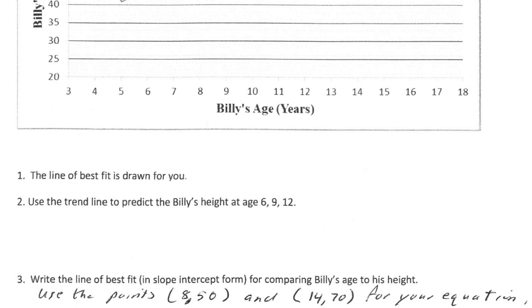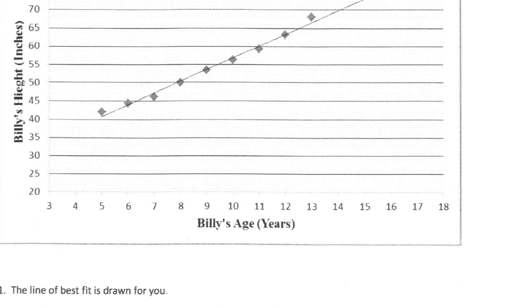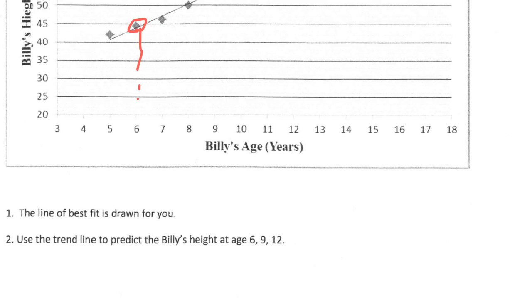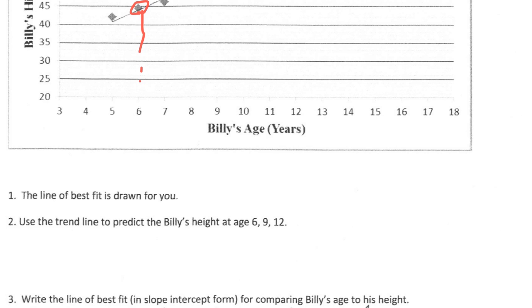Use the trend line to predict his height at age 6. So, at 6, we would go up the graph. And somewhere around there, he's probably about 44 inches, I imagine, 43, somewhere in there. So at 6, he's about 43. And I think that was inches.